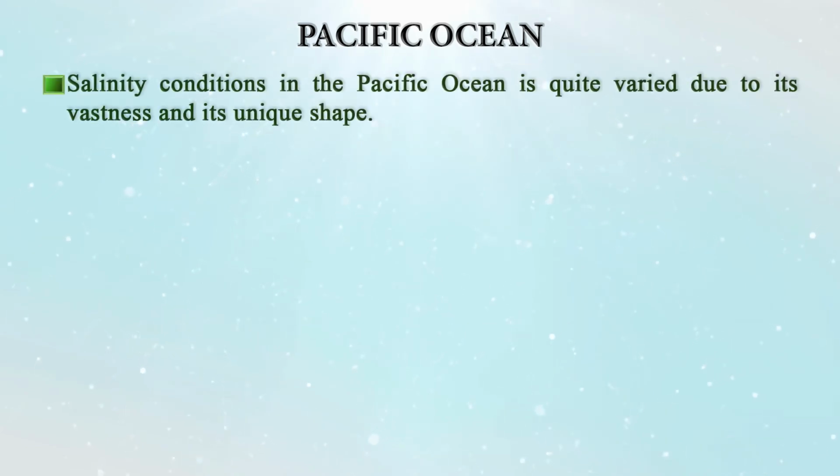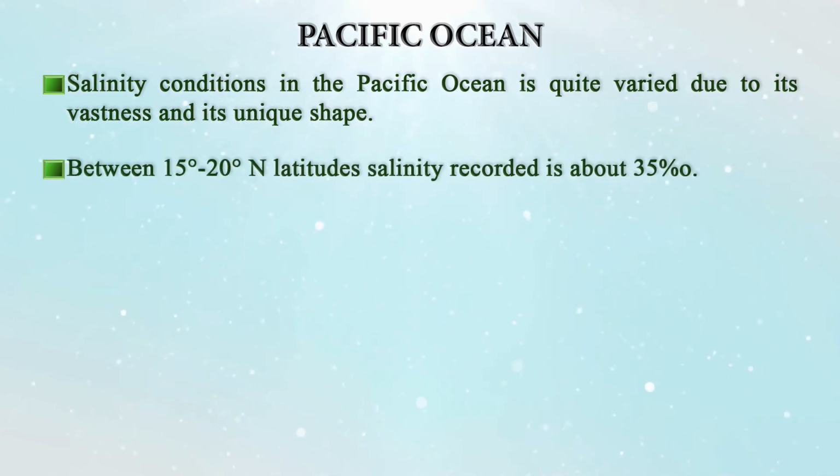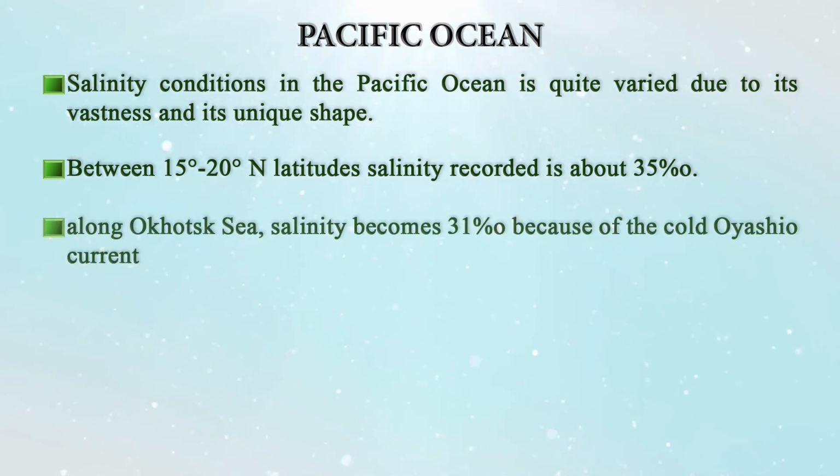Now coming on to the Pacific Ocean, salinity conditions in the Pacific Ocean are quite varied due to its vastness and its unique shape. Between 15 to 20 degree latitude, salinity is recorded at about 35 per thousand. Also, it has the effect of ocean currents like the cold Oyashio current, which decreases the salinity along the Okhotsk Sea.